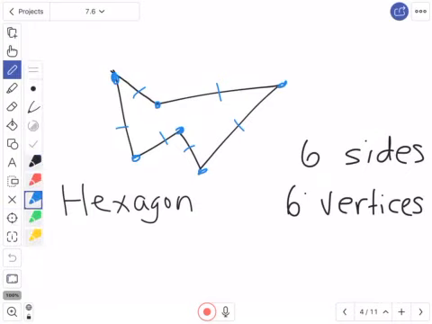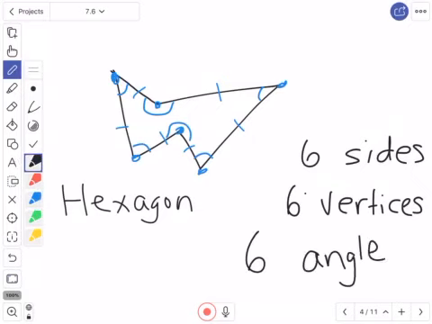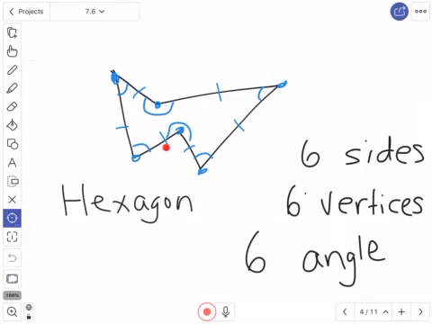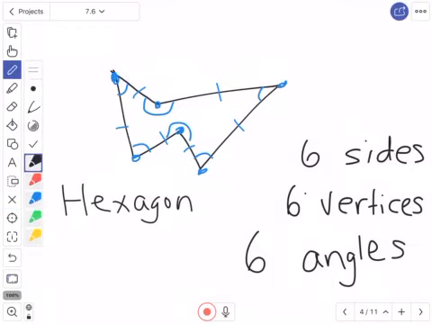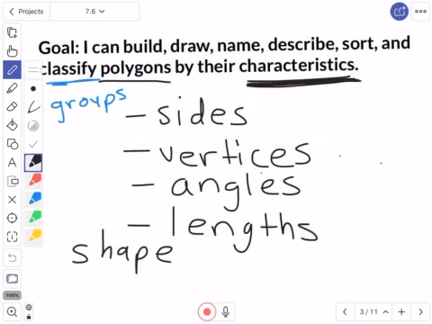Then I'm going to count the angles. 1, 2, 3, 4, 5, 6. Yep. It also has 6 angles. And an angle is just the measure of one line, like how far one line opens to the other line. So a hexagon has 6 sides, 6 vertices, and 6 angles. And those really are the characteristics that we're going to be talking about when we talk about our different polygons, those different many-sided shapes.